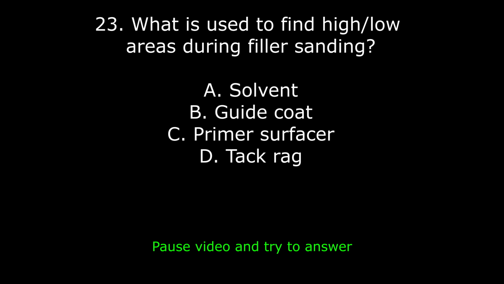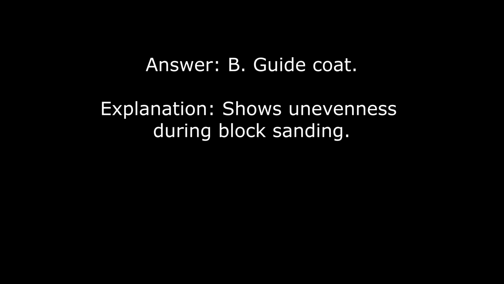23. What is used to find high-low areas during filler sanding? A. Solvent. B. Guide coat. C. Primer surfacer. D. Tack rag. Answer: B. Guide coat. Explanation: shows unevenness during block sanding.